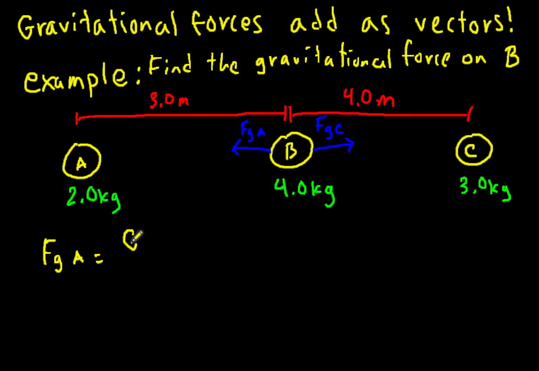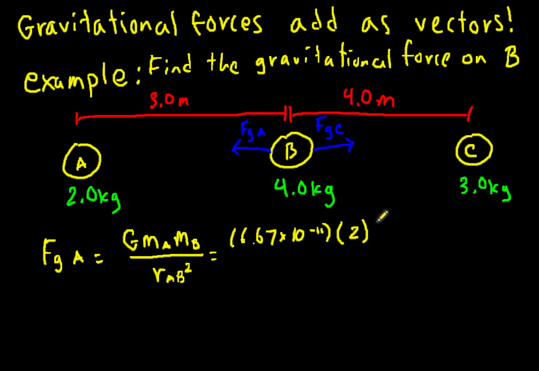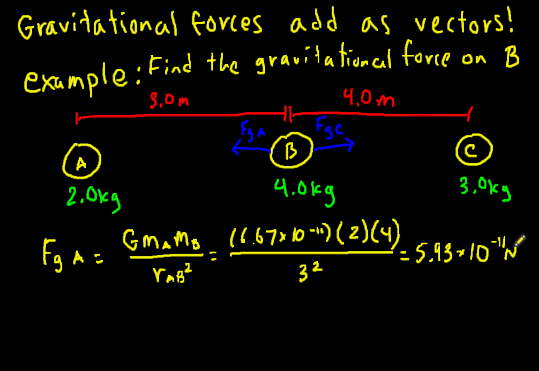FGA is G, mass of A, times the mass of B, divided by RAB, the distance between them, squared, which is 6.67 times 10 to the minus 11 times 2 times 4 divided by the distance between them, which is 3 squared. This gives FGA equal to 5.93 times 10 to the negative 11 newtons. This is to the left.